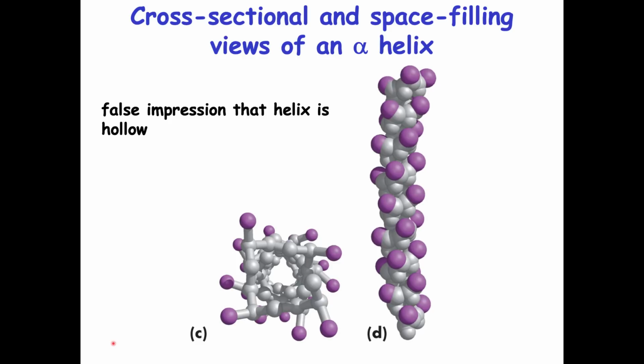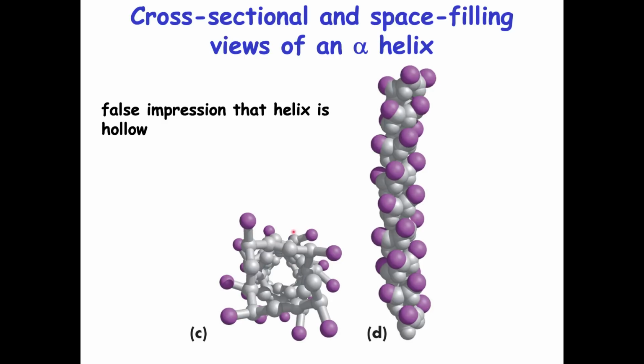So this is a cross-sectional and space-filling views of an alpha helix. In C, what we see is if we're looking down the middle of the helix, it gives you really the false impression that the helix is hollow because the balls don't represent van der Waals radii of the individual atoms. But if you were to look at a space-filling molecule, this would be completely filled.